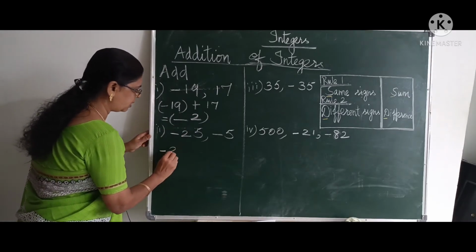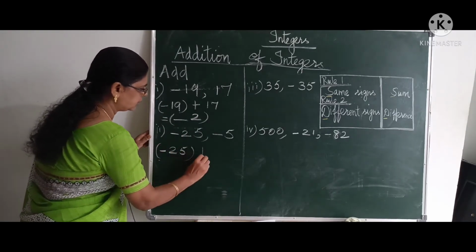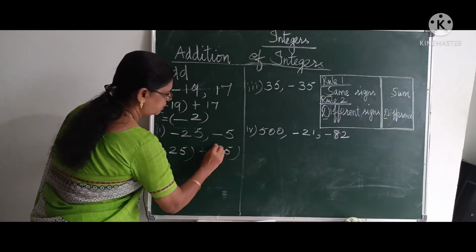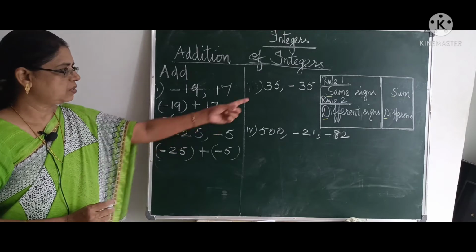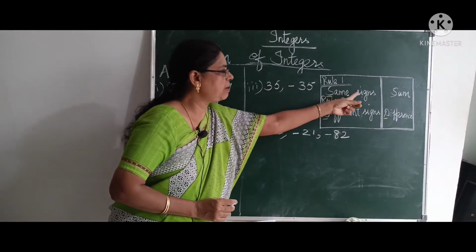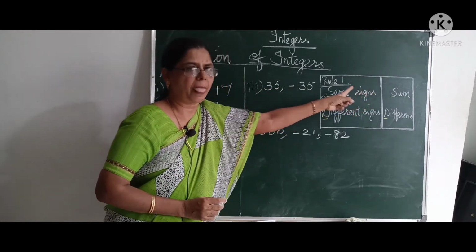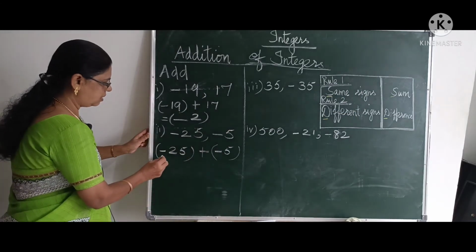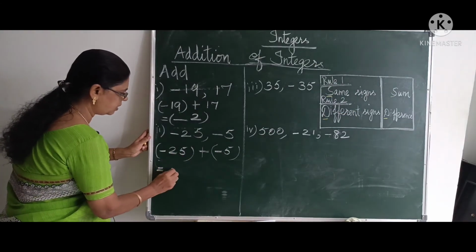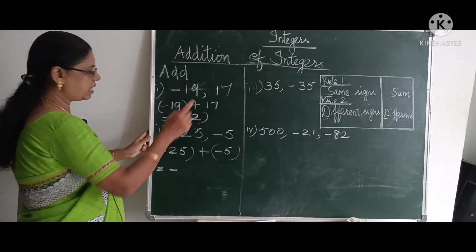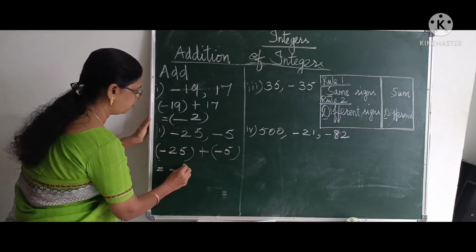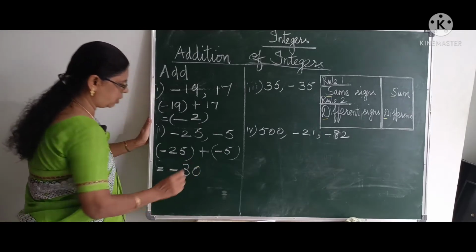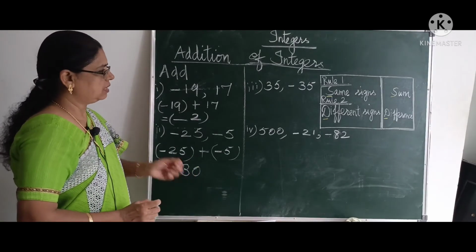Next, minus 25 plus minus 5. Here both the integers have the same signs. So, if the integers have same signs, find out the sum and put the same sign. So, if the integers have minus sign, you put minus sign and find out the sum of 25 and 5. What is the sum of 25 and 5? It is 30. So, our answer is minus 30.